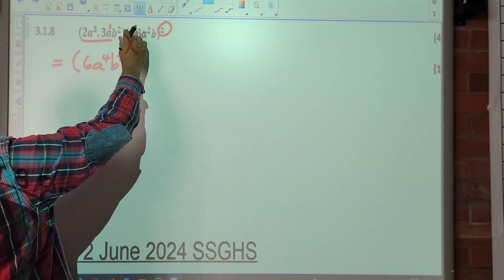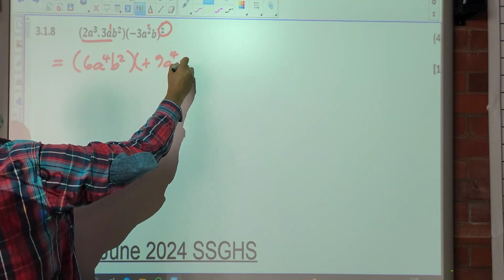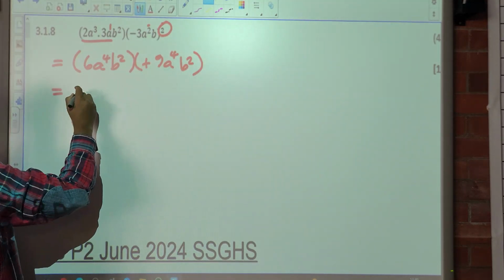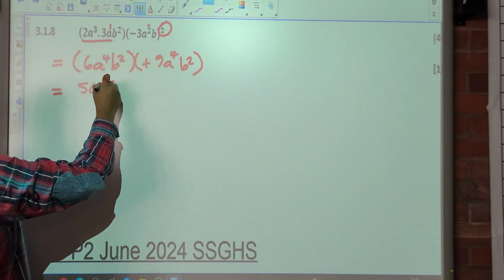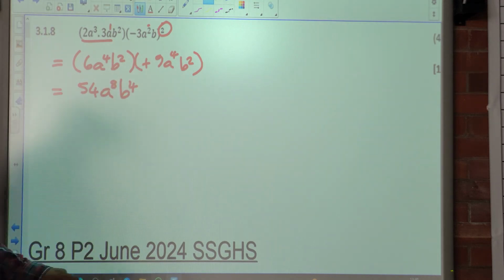B squared times... negative squared is positive. 3 squared is 9. 2 times 2 is 4. B squared. What's 6 times 9? 54. A^4 times A^4, A^8. B squared times B squared, B^4.